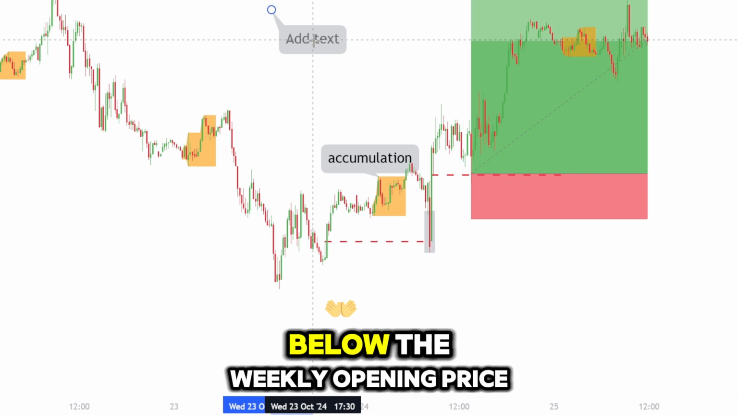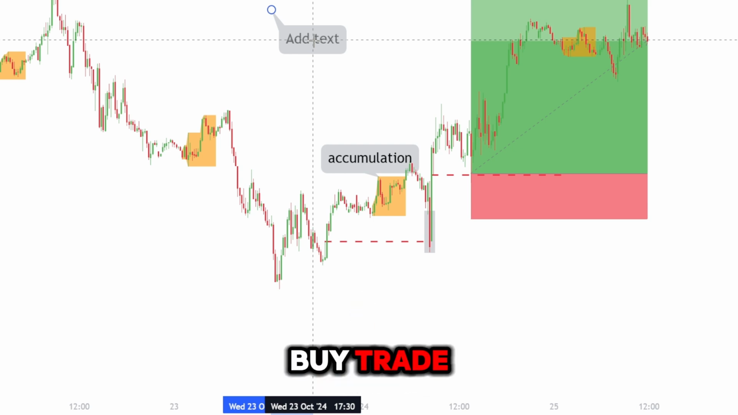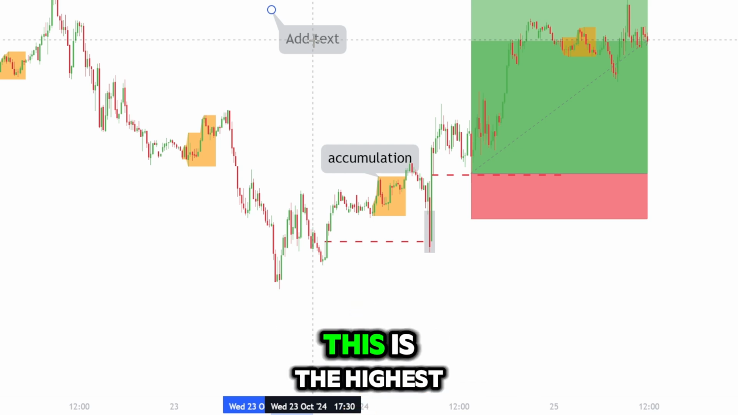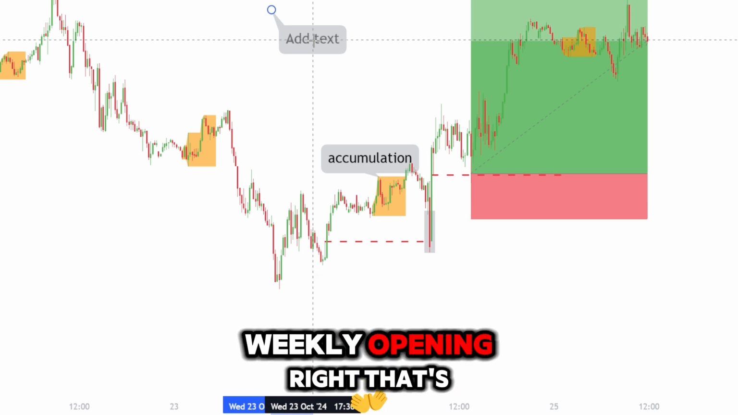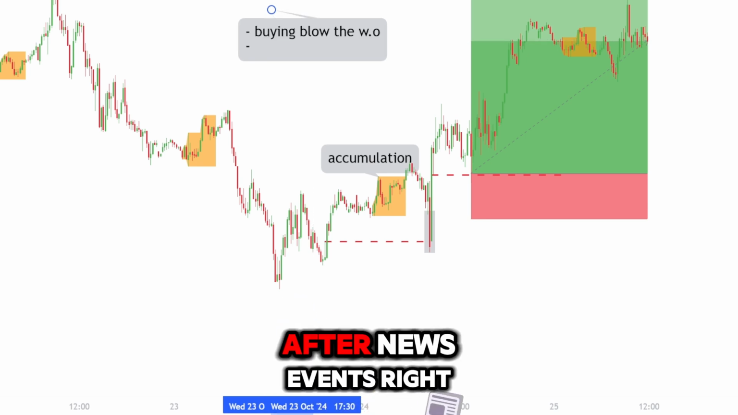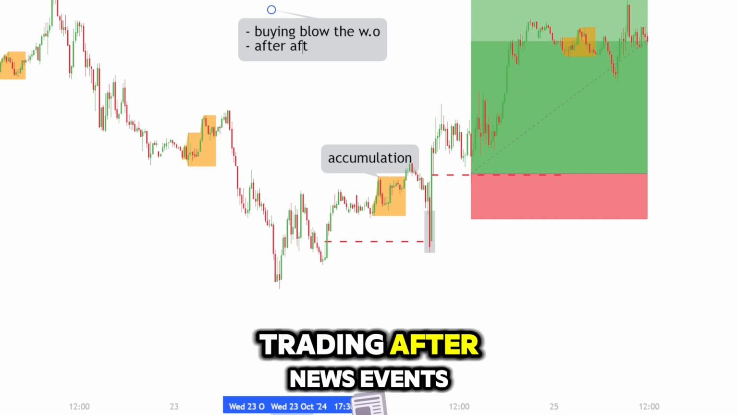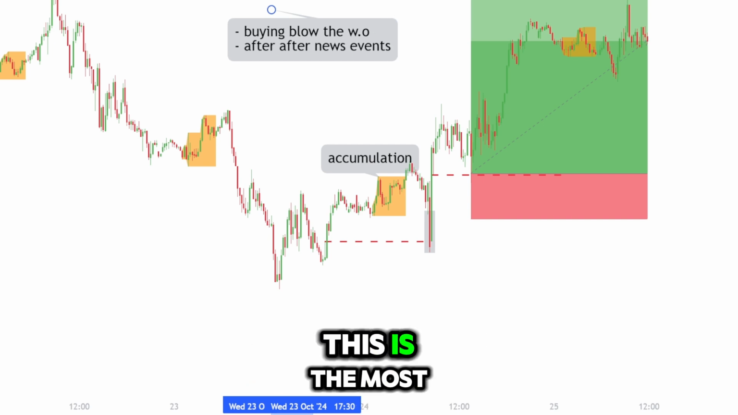You want to be buying below the weekly opening price, right? So when I take a buy trade, it's always below the weekly opening. This is the highest probability area. So buy below the weekly opening, right? That's the first thing. Make sure that all your fair value gaps come after news events, right? So you want to use the economic calendar and you want to be trading after news events. This is the most important thing.